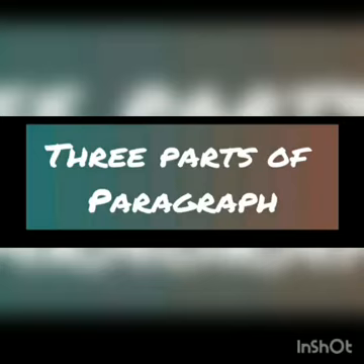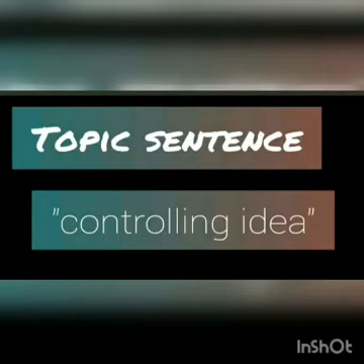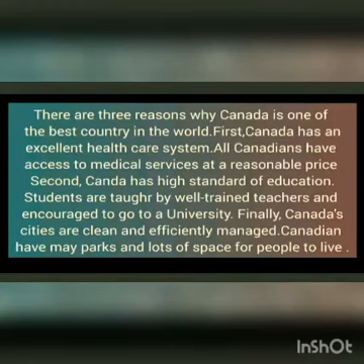A paragraph is divided into three parts. The first one is the topic sentence. It is sometimes called a controlling idea because it tells the reader what the paragraph is going to be about. It usually appears at the beginning of the paragraph. From the given example, the topic sentence here is, there are three reasons why Canada is one of the best countries in the world. So at the beginning, the main idea was already introduced.